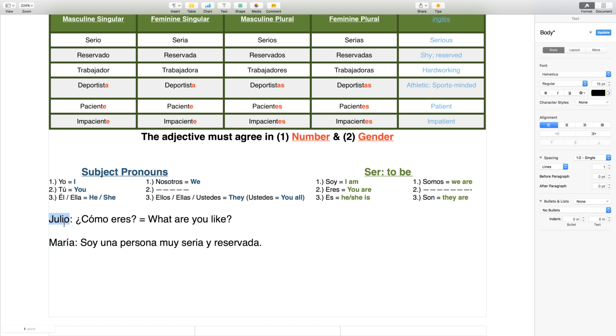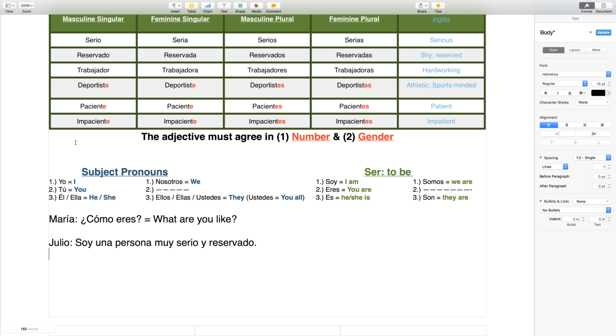If I were to flip this around and Maria now is speaking to Julio, Julio would say, soy una persona muy serio y reservado. So all we did was change the ending of the adjective, and now it means that I'm a very serious and reserved or shy individual, person.